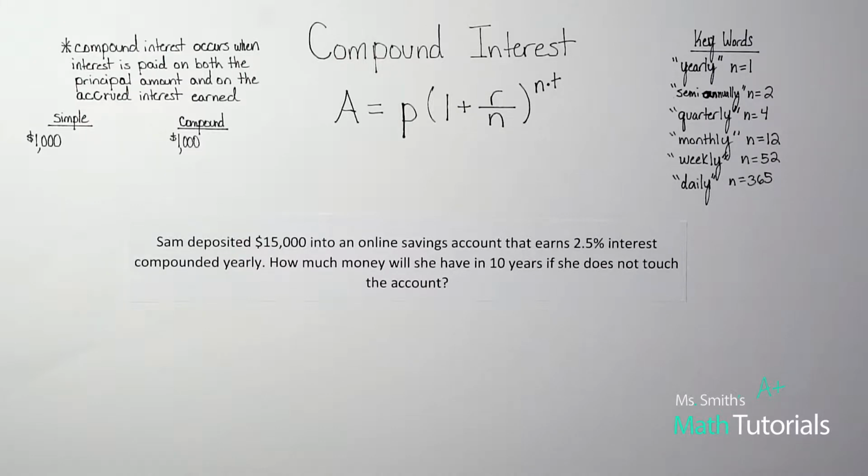I'm Miss Smith. In this video, we're going to be talking about compound interest. Compound interest occurs when interest is paid on both the principal amount and on the accrued interest earned. So we're really talking here about people putting their money into savings accounts with a particular interest rate. And when that interest rate is compounded, it increases way more than it would if it was not compounded.